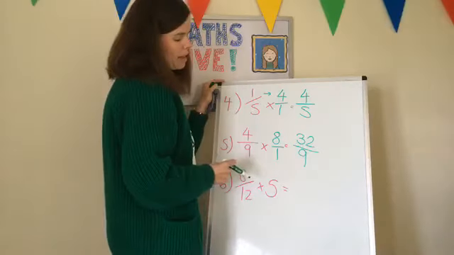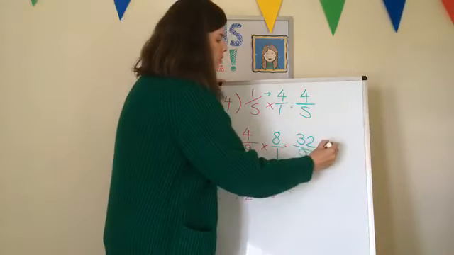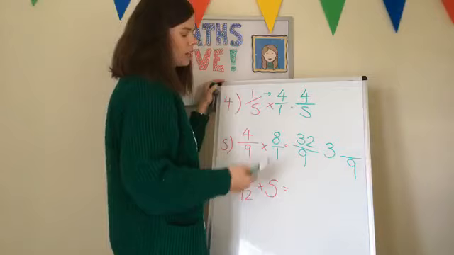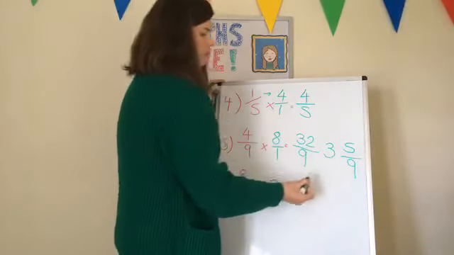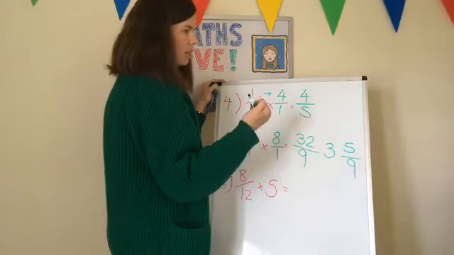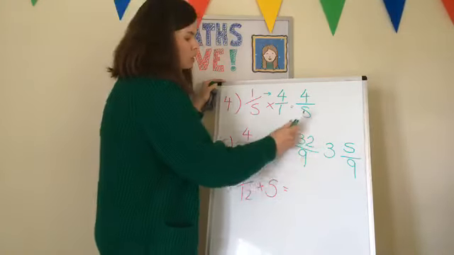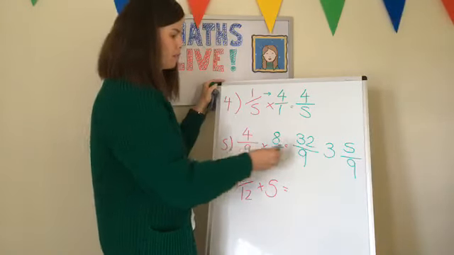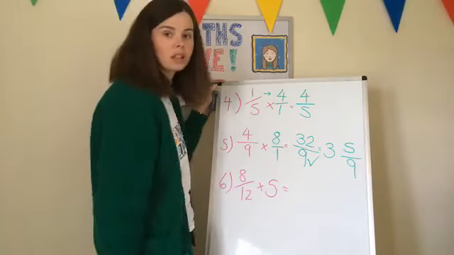So 1 9 is 9, 2 9s are 18, 3 9s are 27, and then 28, 29, 30, 31, 32. I'm going to keep double checking my answers now. So we couldn't simplify it just like this. You have to go straight to the mixed number. So if you want it in its smallest form, it's 3 and 5 over 9. But well done if you got that.